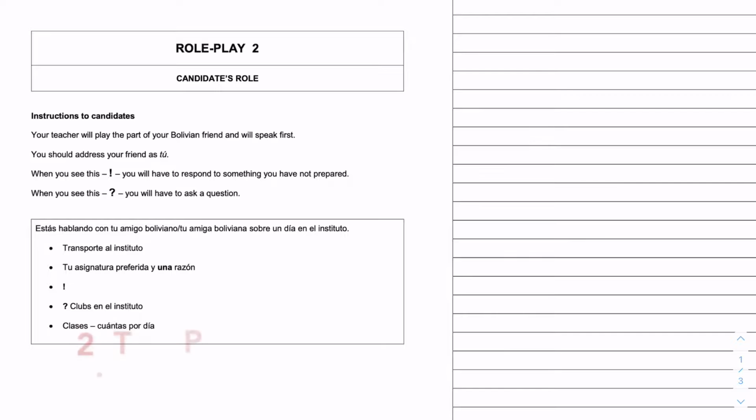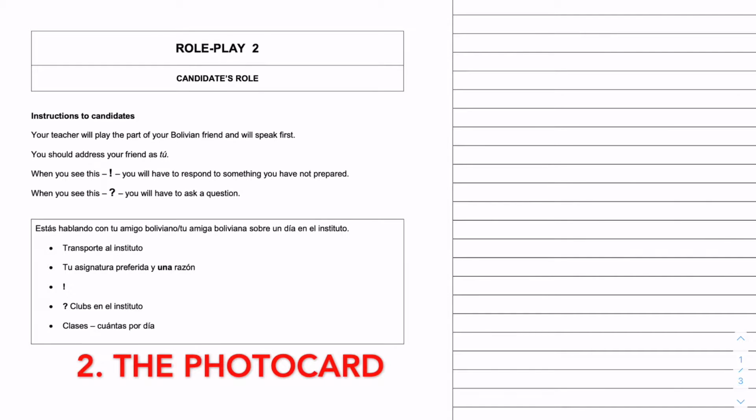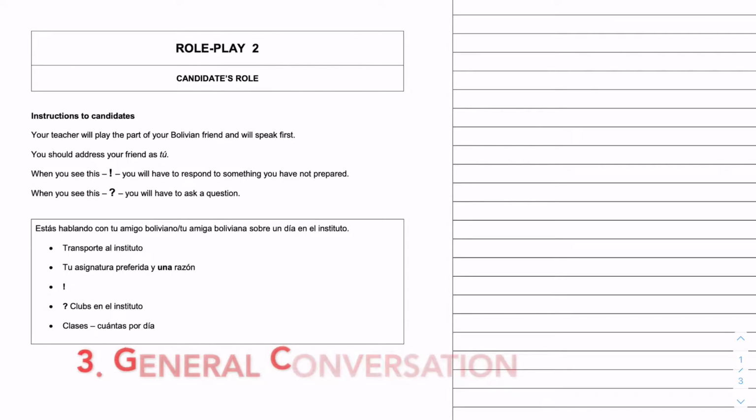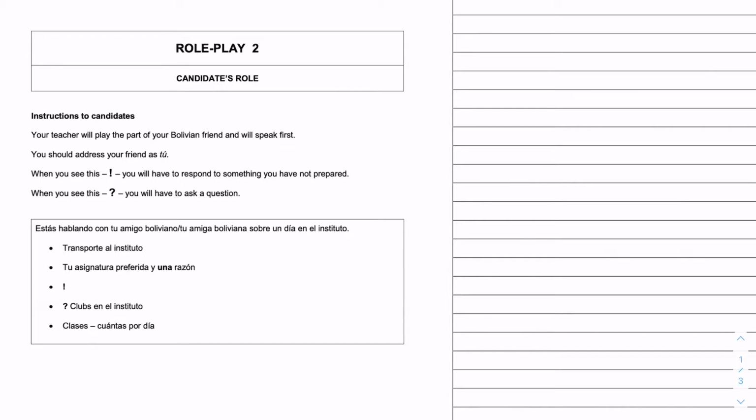Following that, you have a photo card where you get given a photograph. You need to describe that photograph and then answer some follow-up questions. And the final section is a general conversation where your teacher will ask you general questions about two of the themes that you haven't covered in the exam in the previous sections, and you have to answer the questions on those themes. So it's quite straightforward. So the structure is exactly the same.